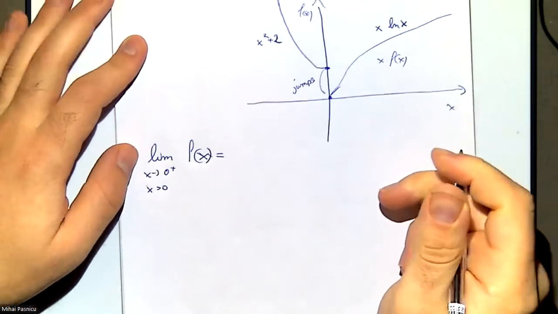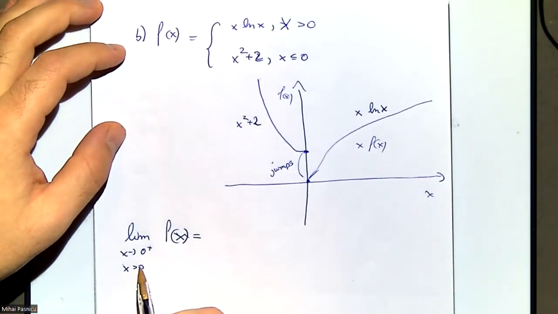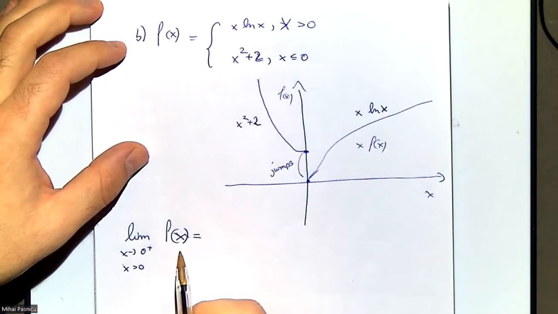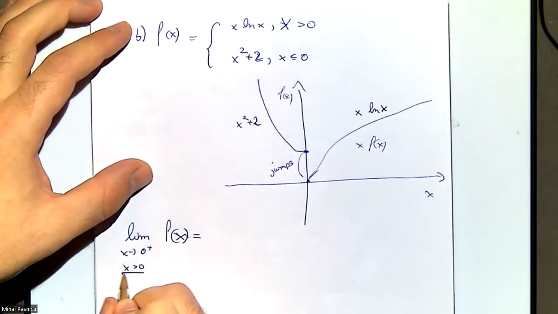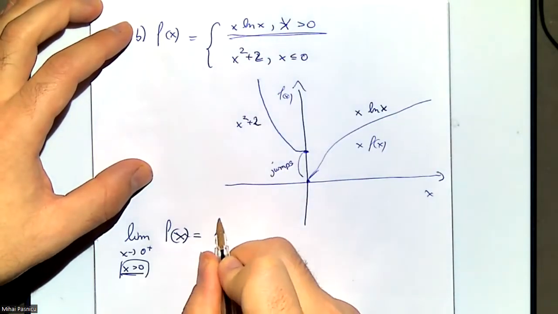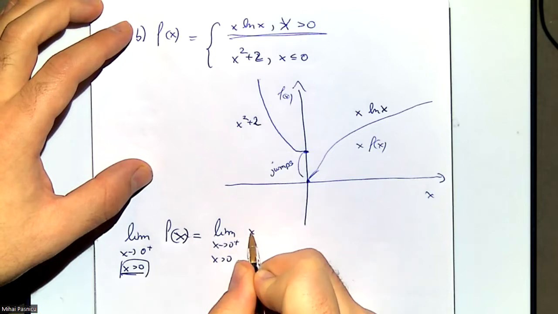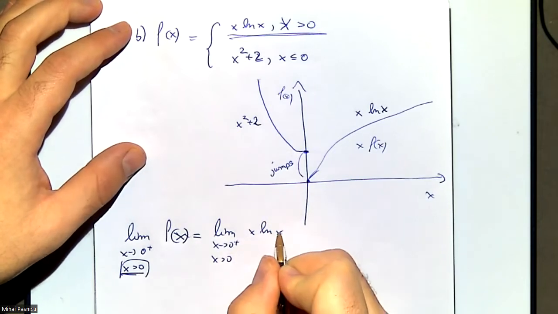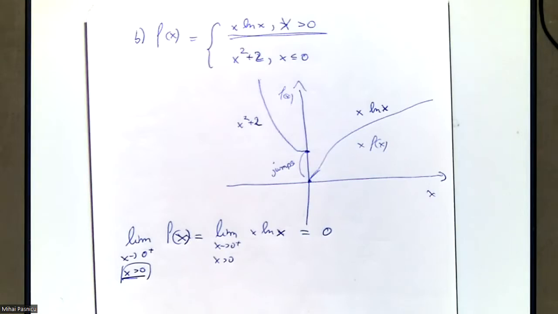Same logic. Since x is greater than 0, I will use this rule over here, and I get again the limit as x goes to 0 from the right, x greater than 0, of x ln x. Now I know this is 0. I'm not going to compute it again. I hope everyone is convinced that it's 0.